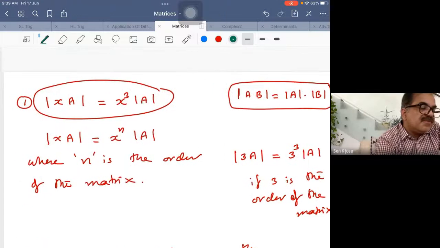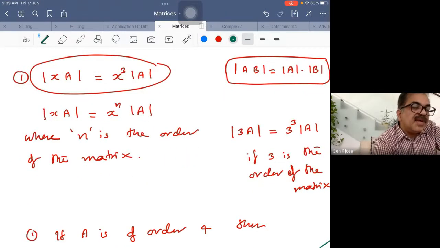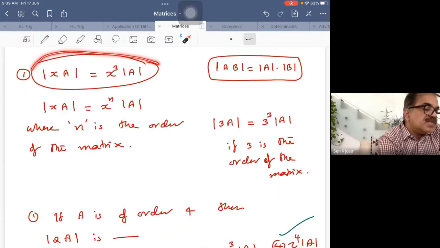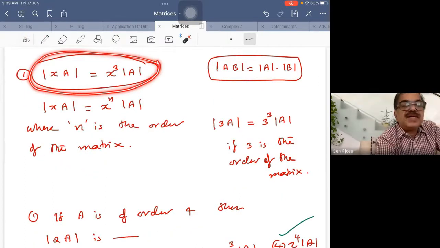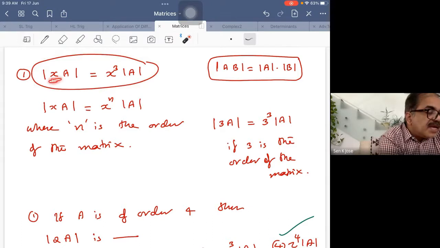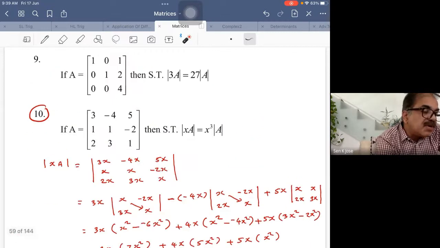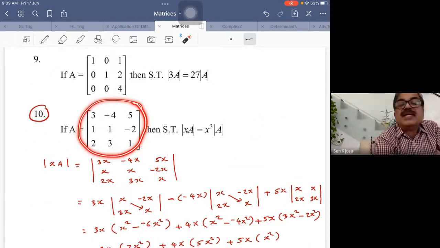So basically, from what we did, we have a result. I just want to quickly discuss that result. This is what we proved: determinant of x times A is x cubed times determinant A. When you take this x out of the determinant, it comes out as x cubed. That's because it was a 3 by 3 matrix.